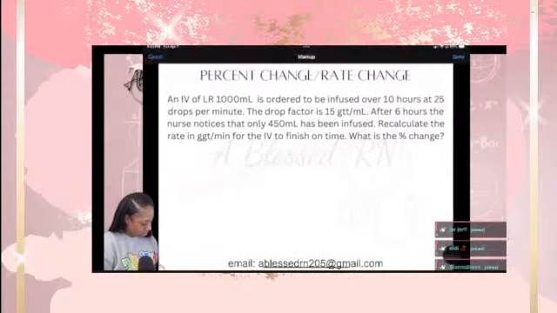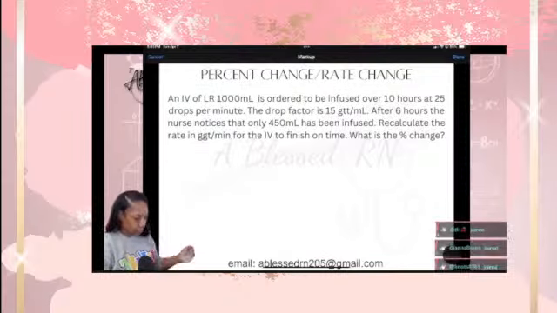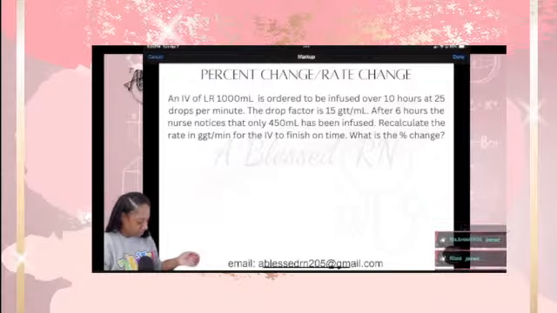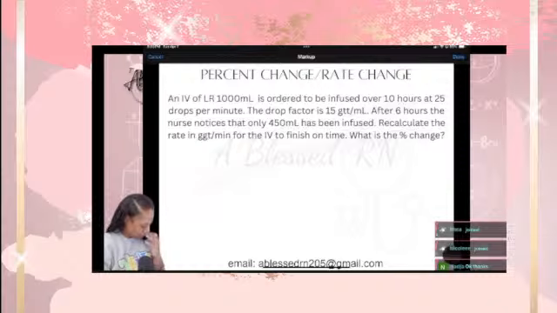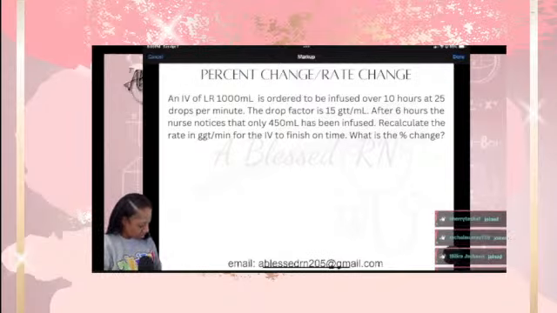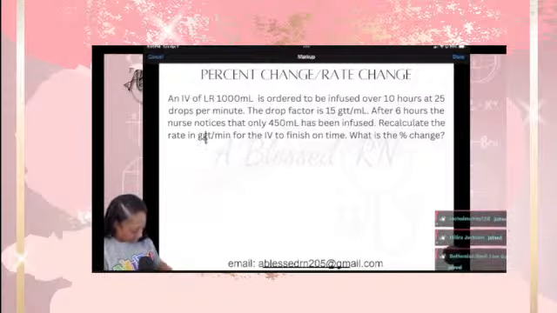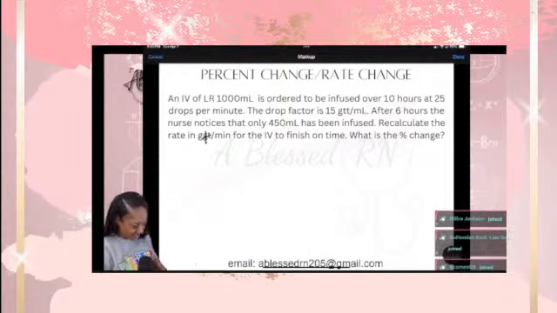All right. So this one is percent change, or your rate change. Okay. So if you've got an IV of LR 1000 mLs and it's ordered to be infused over 10 hours at 12 drops per minute. The drop factor is 15 drops per milliliter. After 6 hours, the nurse notices that only 450 mLs has been infused. Recalculate the rate in gtt per minute for the IV to finish on time. And what is the percent of change?